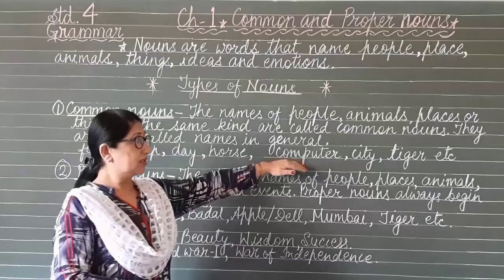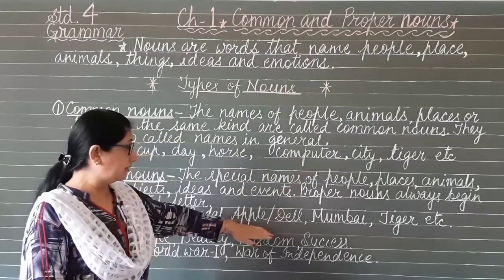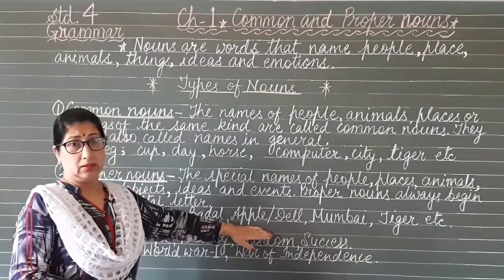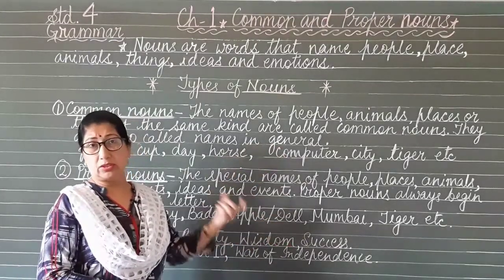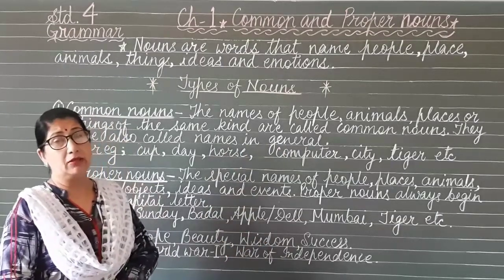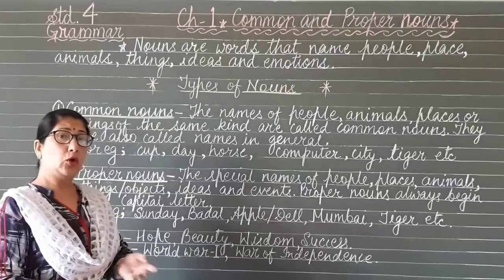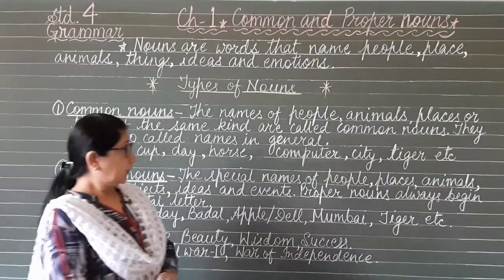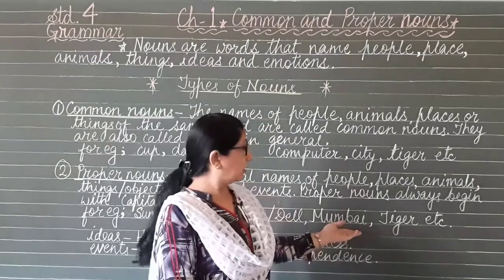Then computers, as I said, it is common noun, but if we give a name to a computer, say for example Apple. Apple or Dell are the names of computers, so they are proper nouns. And if we talk about apple in general, then it will be known as common noun. Clear? Now city, Mumbai or any other name of city also we can write here.